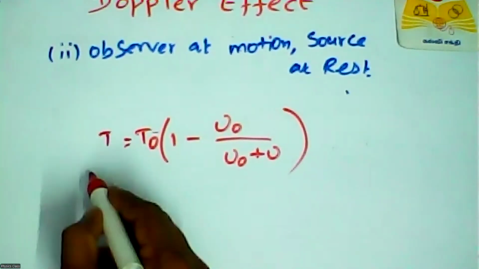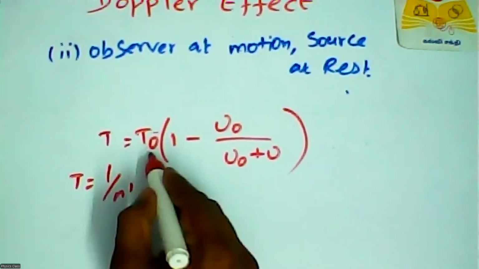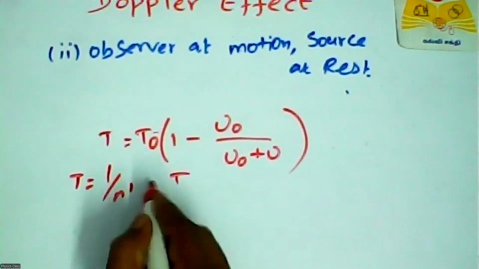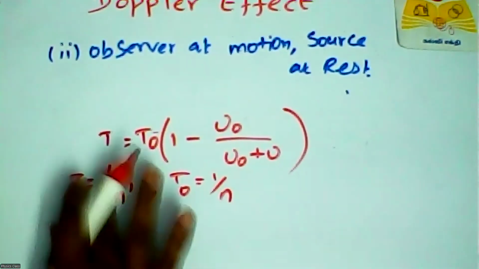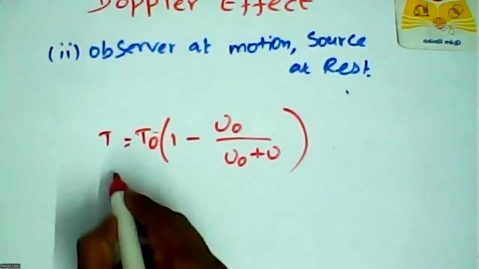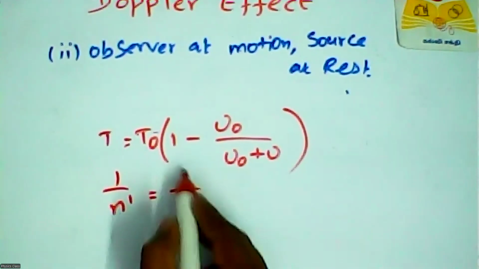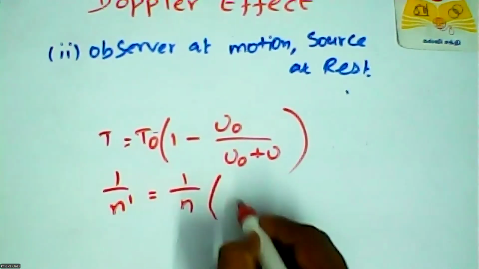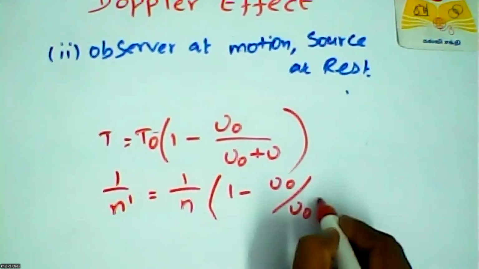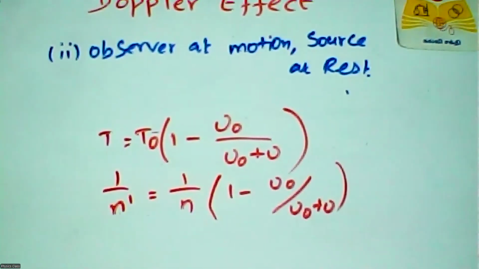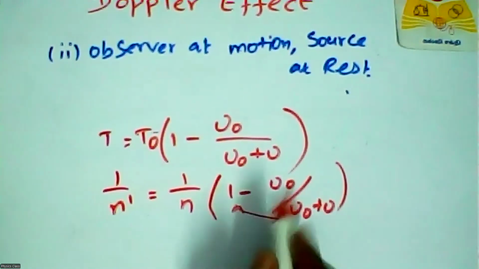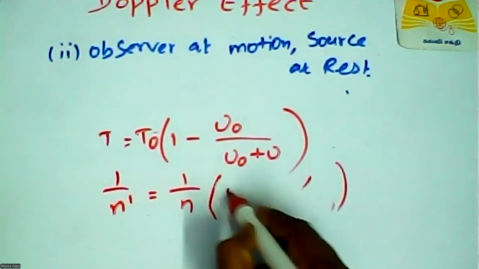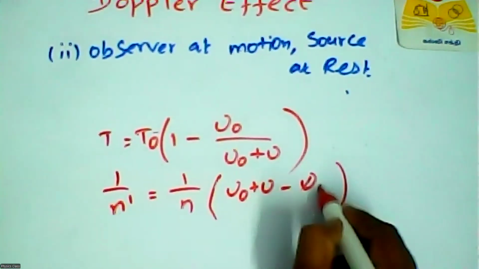So for apparent frequency, we have to put T is equal to 1 by N dash and T naught is equal to 1 by N. This is 1 by N dash. This is 1 by N. So T becomes 1 by N dash. T naught becomes 1 by N, times 1 minus V naught by V naught plus V. Right. So we can simplify this quantity also because V naught plus V is here. So this goes in here. So multiply with 1. So this will become V naught plus V minus V naught by V.